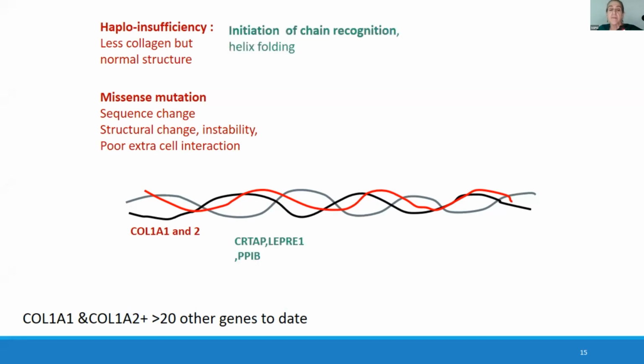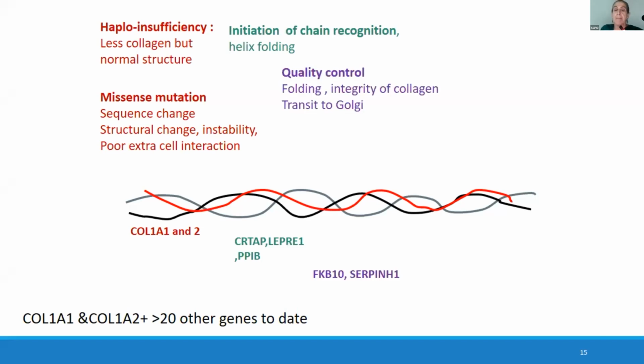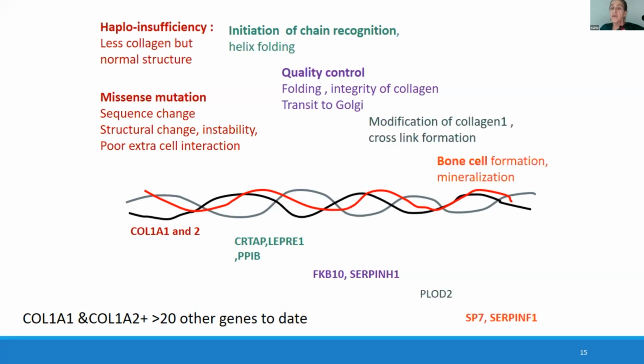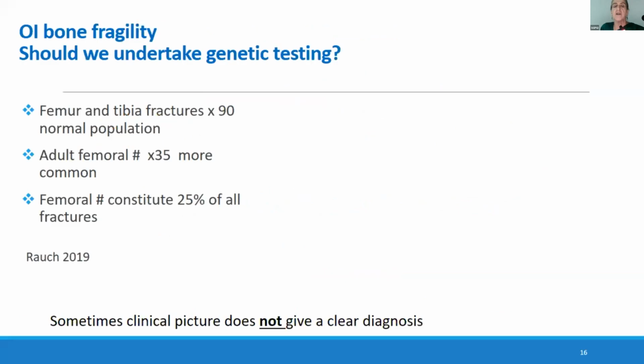for extracellular interactions. Later on, you have initiation of chain recognition and helix folding with the more recessive problems like CR-TAP, lepre, quality control, like the patient you just saw with the SERPIN-F mutation and FKB10 mutations. So this affects the collagen transit to the Golgi. Then you have modification of COL1 with COL2, bone cell formation and mineralization, SERPIN-F. So I think you need to think about those possibilities in terms of what you're doing.